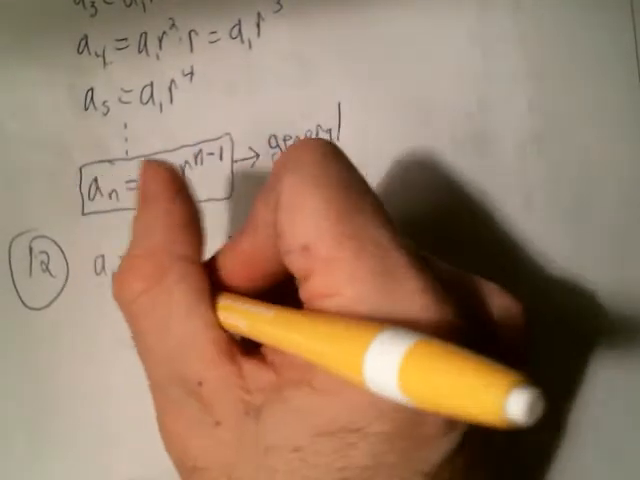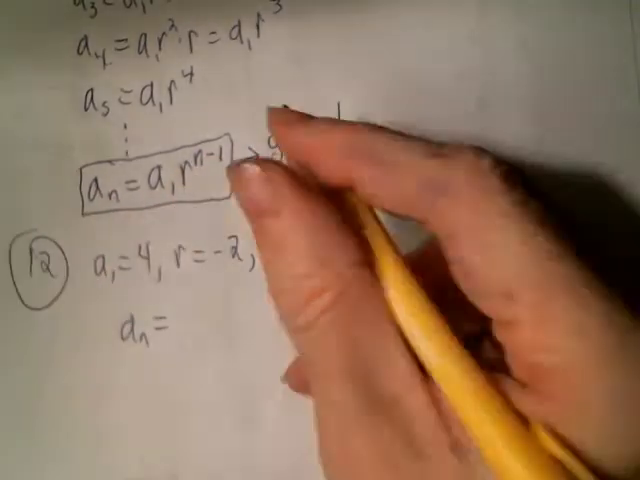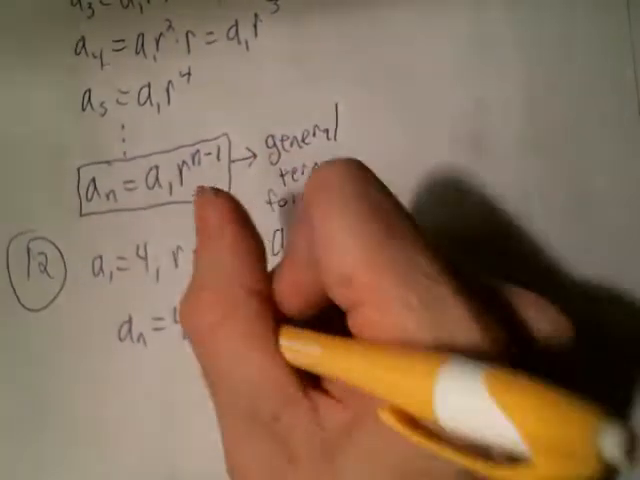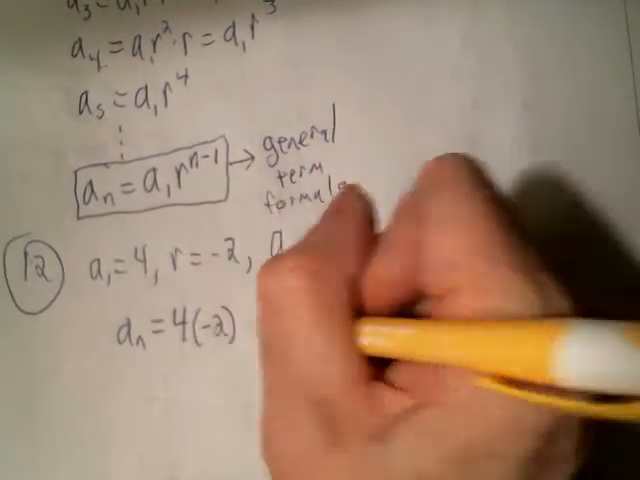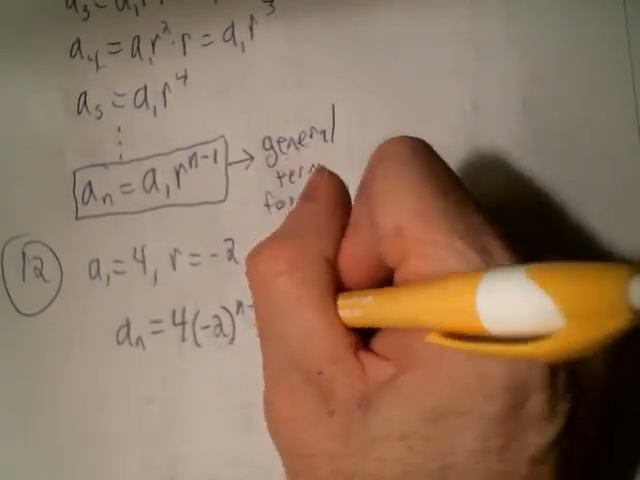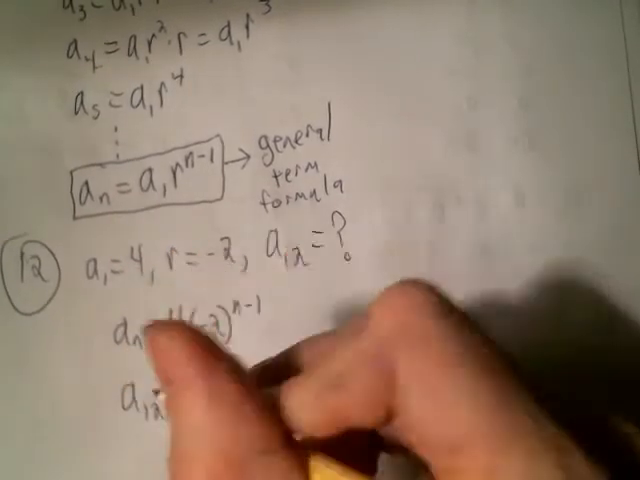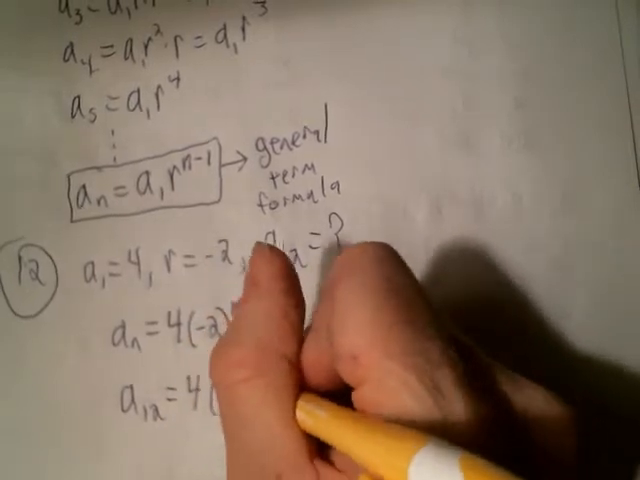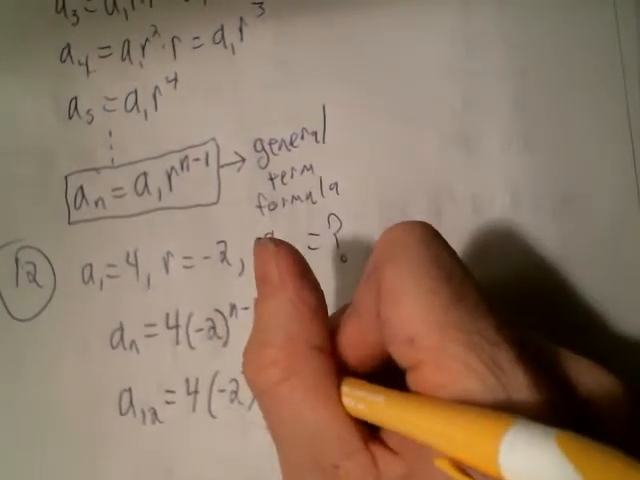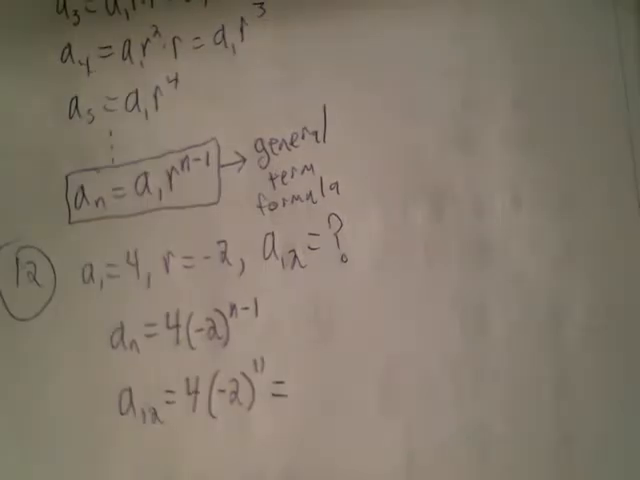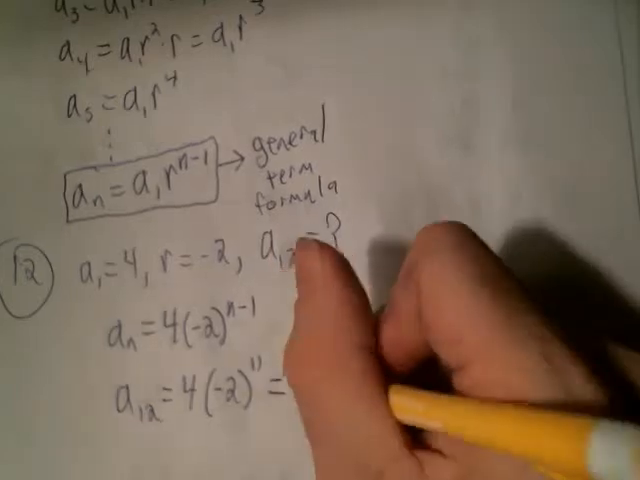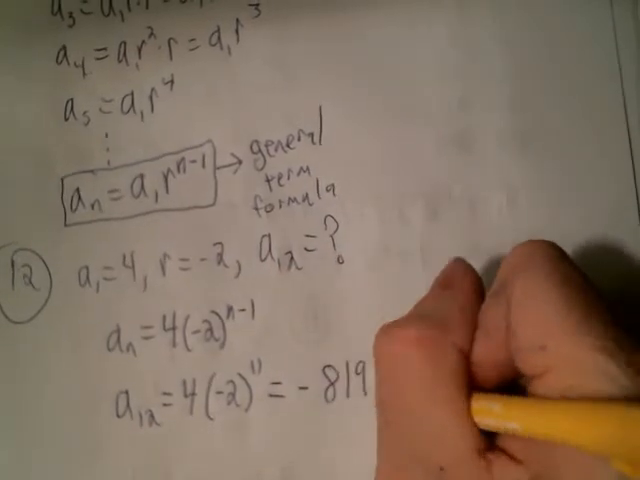So a sub n is equal to a sub 1, which is 4, times r, which is negative 2, to the n minus 1. In this case, a sub 12 is what we're after, so you just plug 12 into the formula. 12 minus 1 is 11. A negative raised to an odd power is negative, so we're going to end up with a negative answer. 4 times 2 to the 11th is going to be negative 8192.